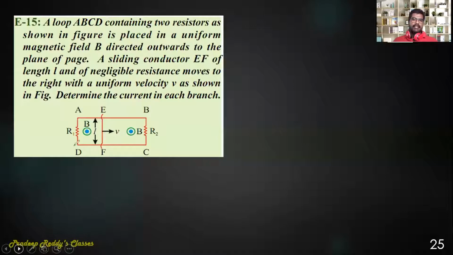A loop ABCD contains two resistors R1 and R2 as shown in the figure. The magnetic field B is directed outward to the plane of the paper, that means plane of the screen. A sliding conductor EF of length L and of negligible resistance moves to the right side with uniform velocity V as shown in the figure. Determine current in each branch. You should calculate current in each branch of the circuit.